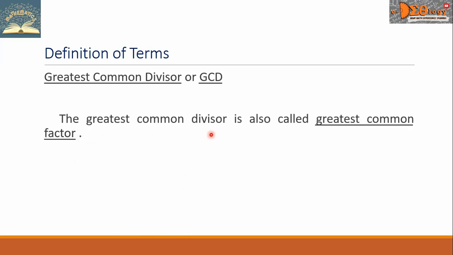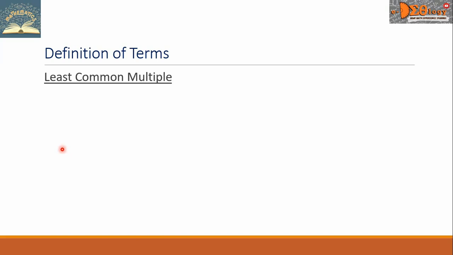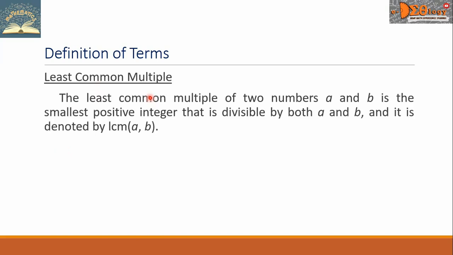The greatest common divisor is also called greatest common factor. The next term is least common multiple. The least common multiple of two numbers A and B is the smallest positive integer that is divisible by both A and B, and it is denoted by LCM(A, B).